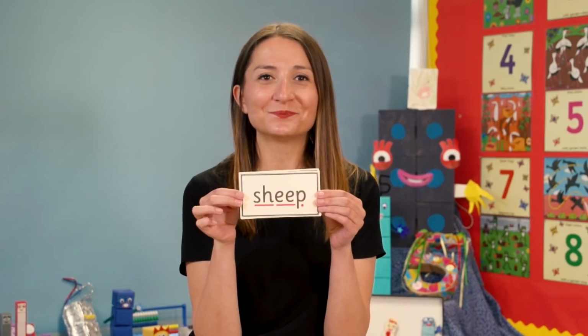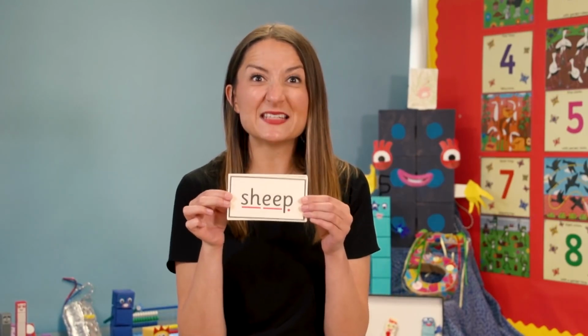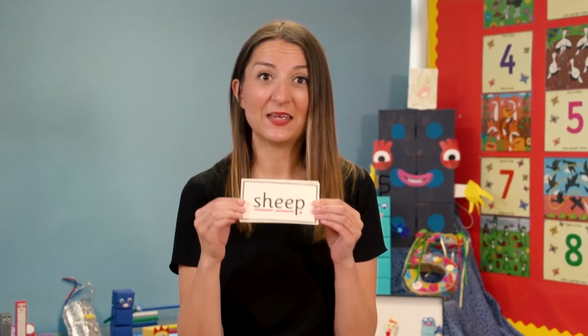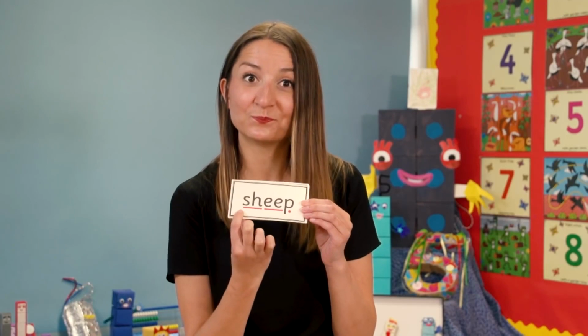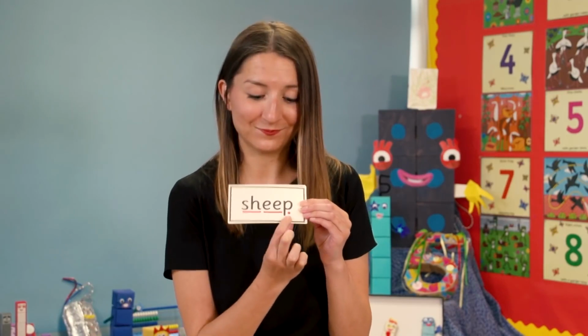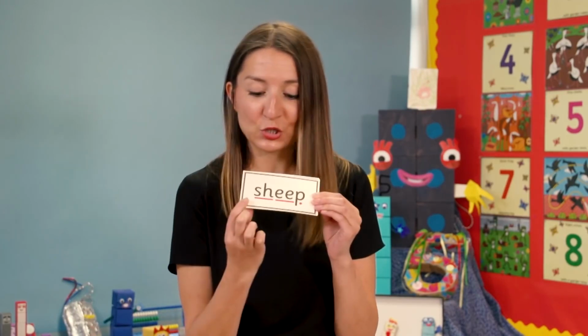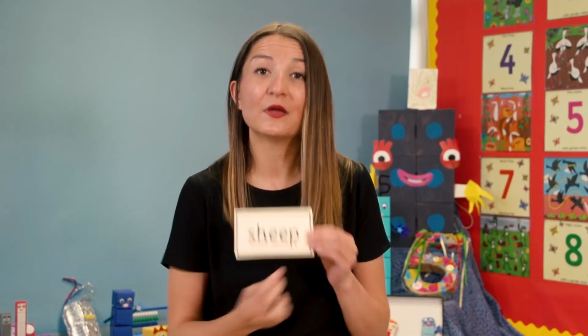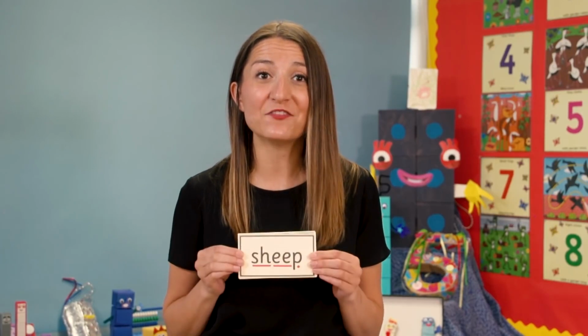Let's have a look at another word. Can you spot the digraphs? Yes, the digraphs are sh and ee. Sound out and blend. Sh, e, p. Sheep. The sheep were grazing in the field.